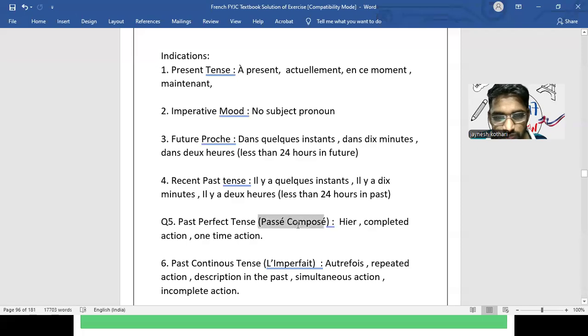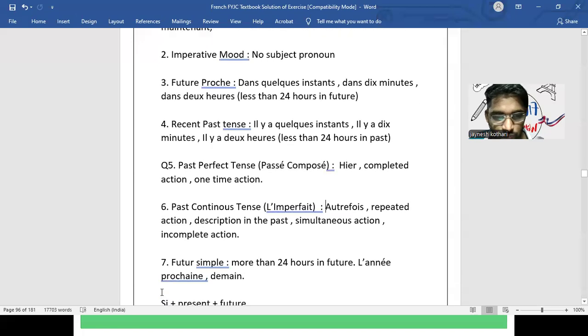Then we have passé composé. Students, passé composé is the past perfect tense. Any completed action in the past or one-time action in the past, you will understand that it's passé composé. Past continuous is imperfect. Next is imperfect, and these are the words: autrefois means in the past. Whenever you come across the word autrefois, compulsorily conjugate the verb in the imperfect only. Also, for a repeated action in the past, a description in the past, a simultaneous action in the past or an incomplete action in the past, you have to use the imperfect.